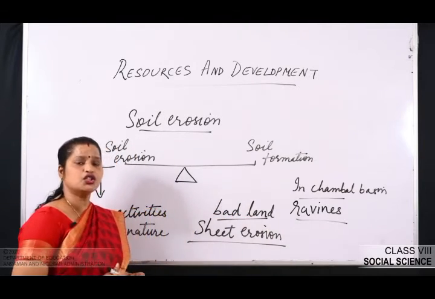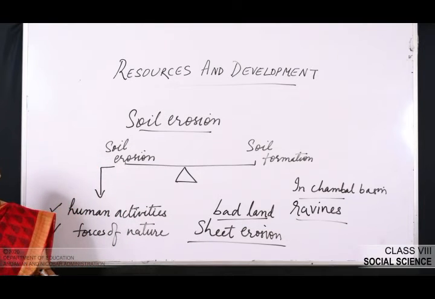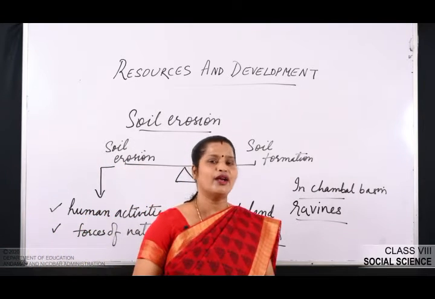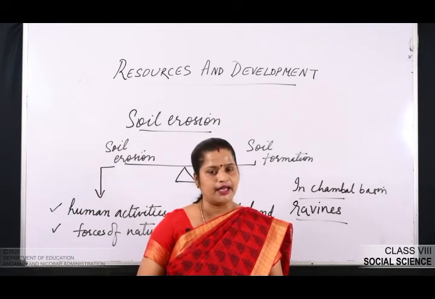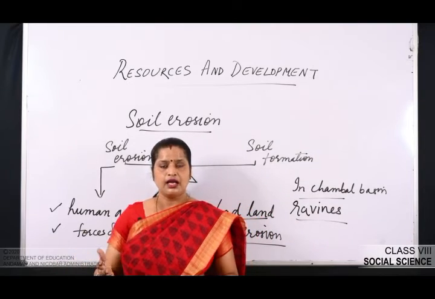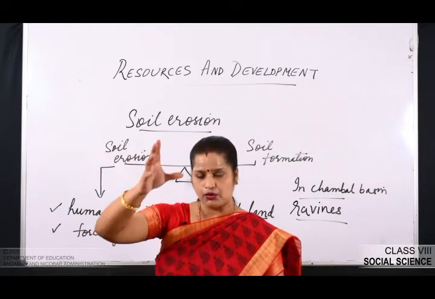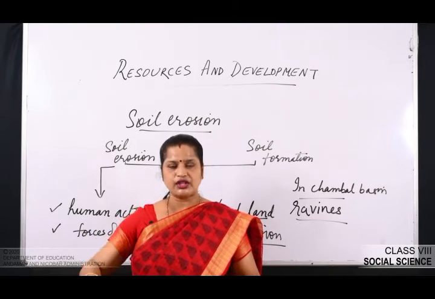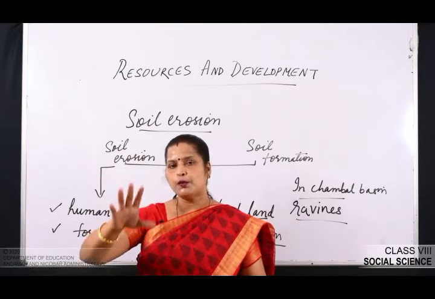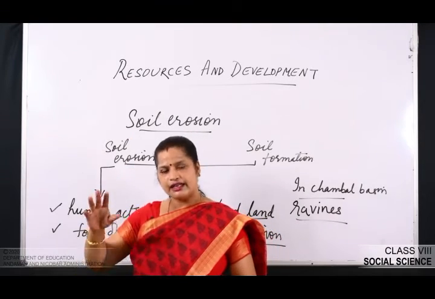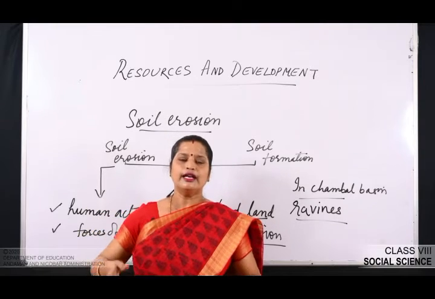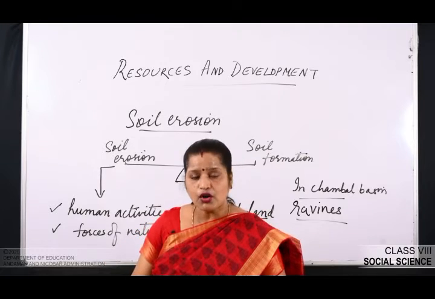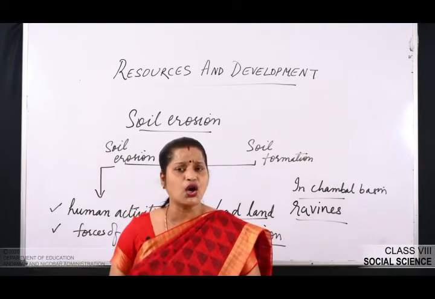Now soil erosion is also caused due to defective methods of farming. When you farm in a wrong way, that also causes soil erosion. Like ploughing in a wrong way. If you plough up and down the slope, then it forms a channel, and it becomes very easy for the water to make a channel, so that also leads to soil erosion.